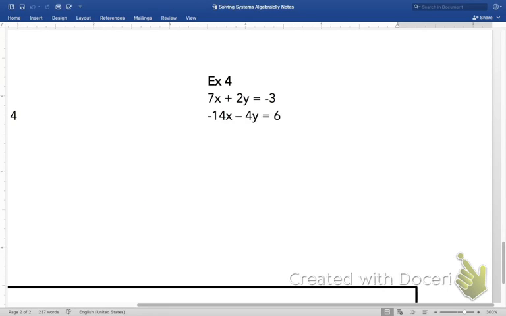Which one do you want to match? The x or the y? The y? Okay. If the signs are different, that's okay. They don't have to match. You just want to make sure that the coefficients are the same. I'm not really worried about the sign; that's just going to tell me if I'm going to add or subtract. So do I need to multiply both of them or just one of them? Just one. Which one? The top one. So all I'm going to do is multiply the top one by 2.